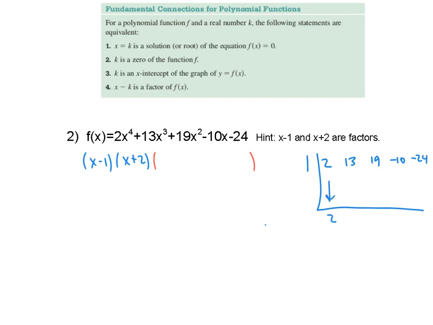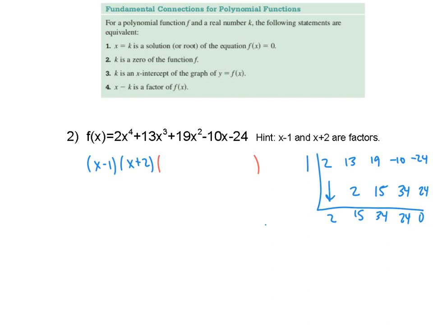Drop down that 2. 1 times 2 is 2. Add, we get 15. Multiply, I get 1 times 15 is 15. Add, I get 34. Multiply, I get 34. Add, I get 24. Multiply, I get 24. And add, I get 0. And we said we should get a remainder of 0.